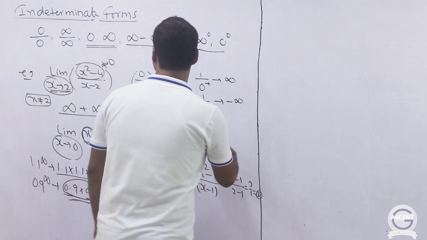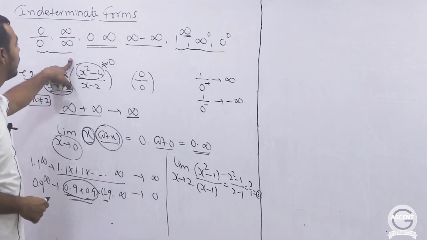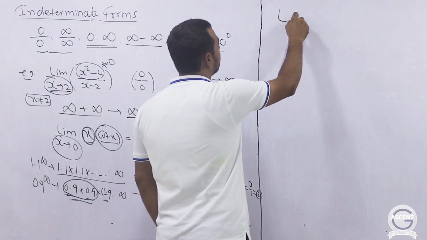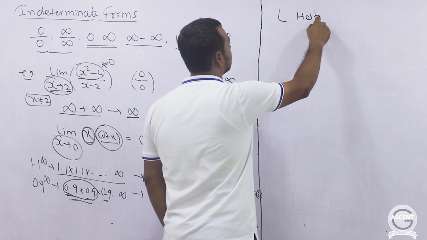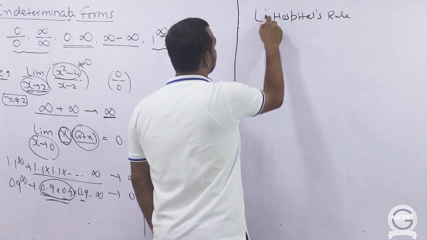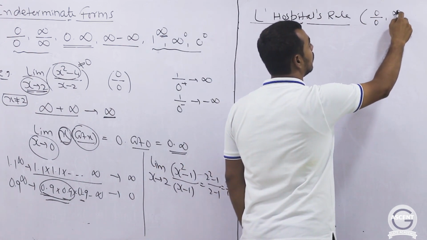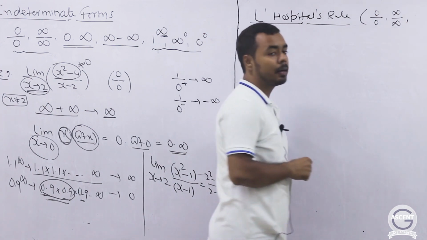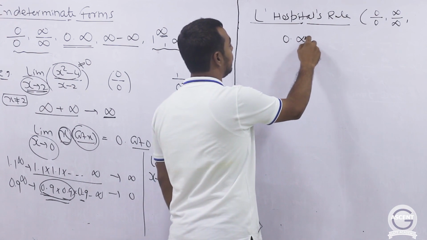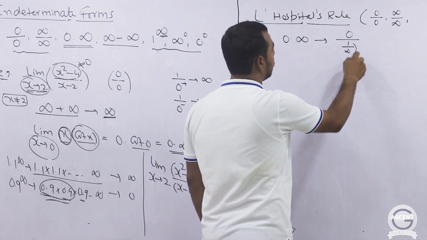Now we will see how to deal with our first two indeterminate forms, 0 by 0 or infinity by infinity. For that there is one very important theorem which is called L'Hopital's rule. This rule is to be used when you have 0 by 0 or infinity by infinity indeterminate form, or if you have 0 into infinity indeterminate form, then you can easily convert this into 0 by 0 indeterminate form, right?